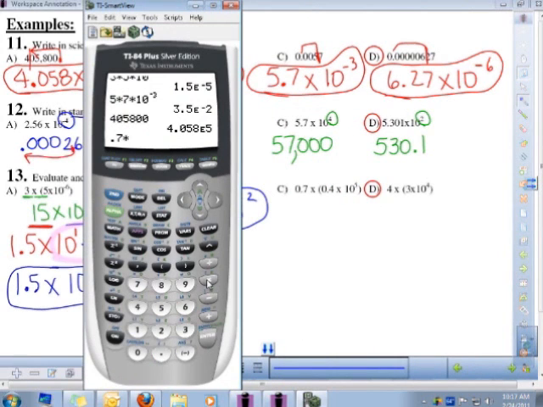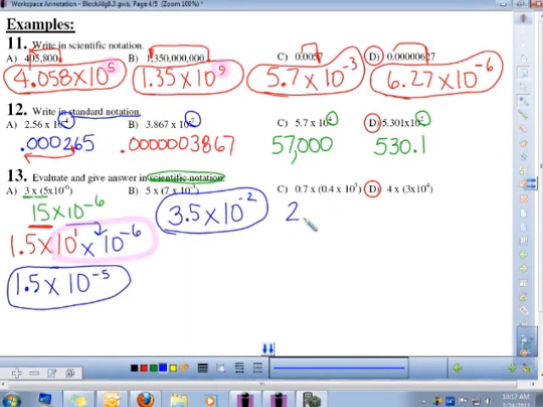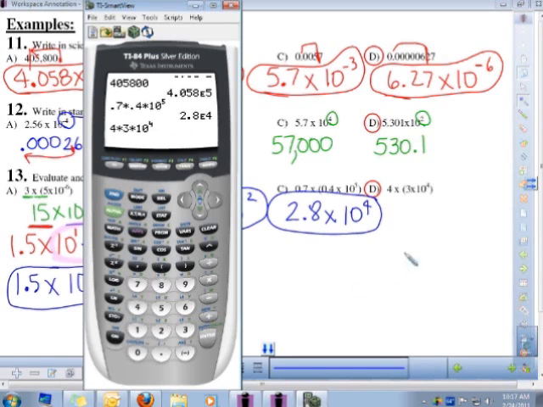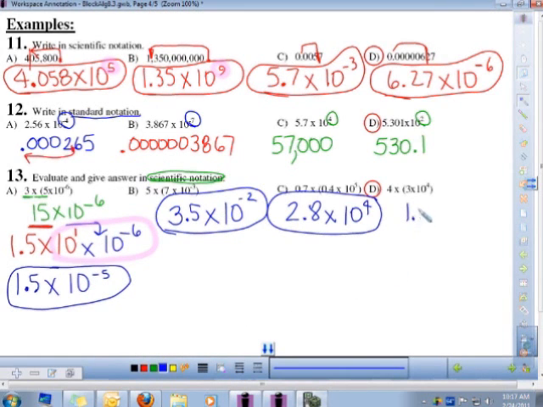0.7 times 0.4 times 10 exponent 5. Enter. And what do we get? 2.8 times 10 to the what? 4. Very good. And part D, 4 times 3 times 10 exponent 4. Very good. 1.2 times 10 to the 5.